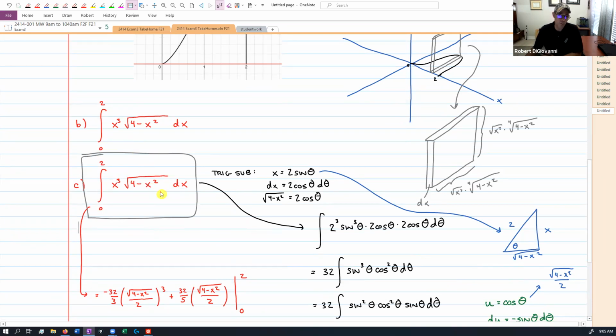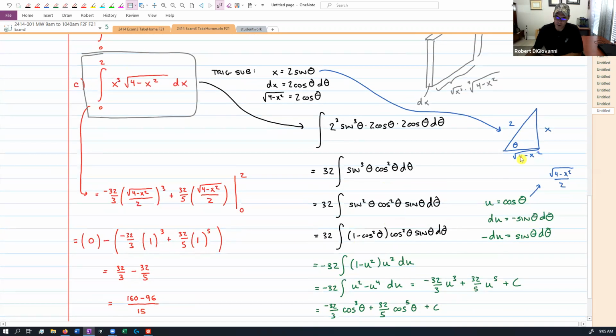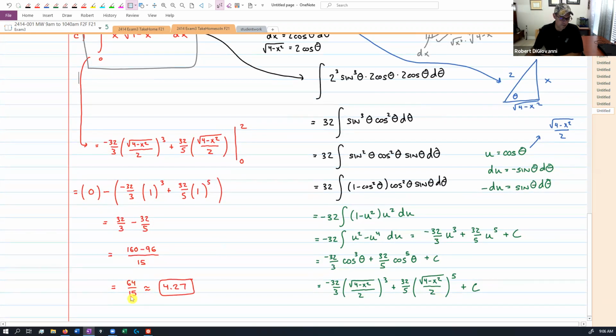Trig sub is one way to go about it. And if you do trig sub, you have to come up with a reference triangle and go through all that. And you eventually get to an answer 64/15 or about 4.27.